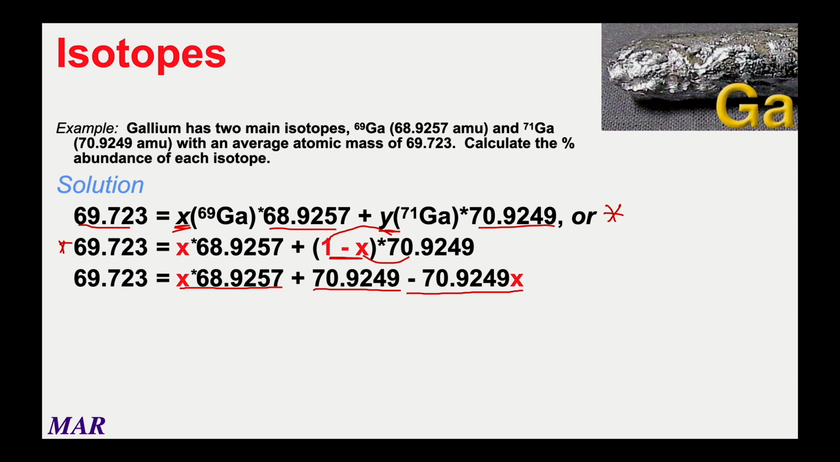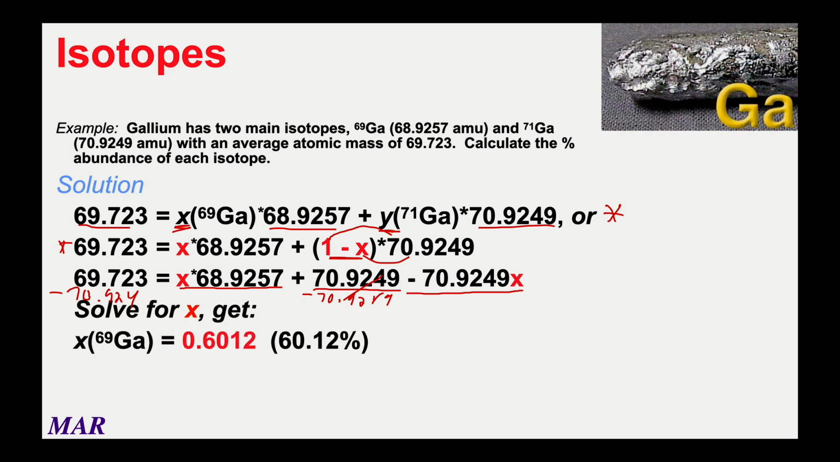We can also combine the numbers on the other side. If we subtract 70.9249 from both sides, those will cancel out. We'll have another negative number on the left-hand side, and we'll be good to go. So if you do this, and I encourage you to try the math here, make sure that you've got it all figured out, you're going to end up with an X of 0.6012. And remembering that these are the decimal versions of these percentages, that means 60.12%. And that's the abundance of the gallium-69.